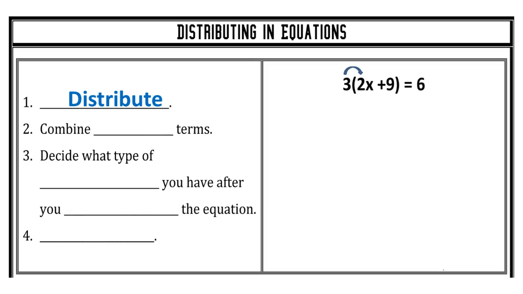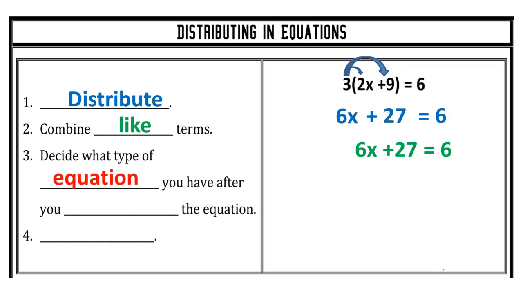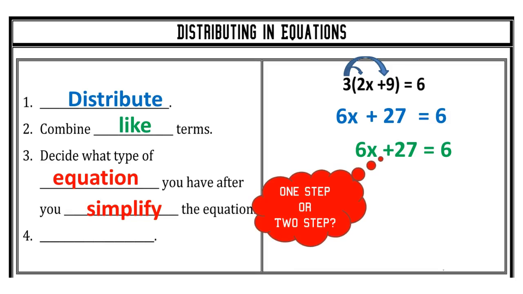In this case, I'm going to take 3 times 2x to get 6x, 3 times 9 to get 27, and 6 is by itself. Combine like terms if you can. I have 6x and 27. They're unlike terms, so it's already simplified. All of my variables are already on one side, so I don't need to move any variables right now. Decide what type of equation you have after you've simplified the equation. I have 6x plus 27 equals 6. My variable is being multiplied and then added. So I have 2 steps. This is a 2-step equation.